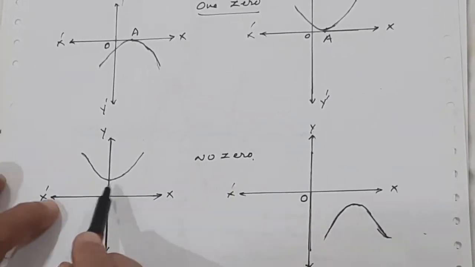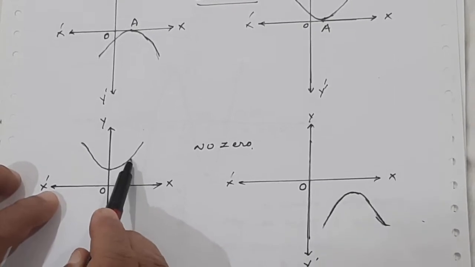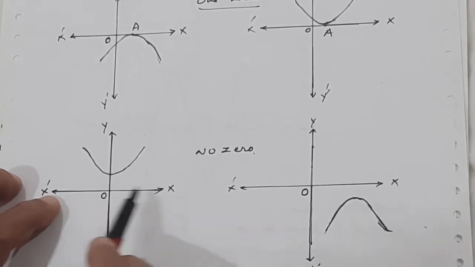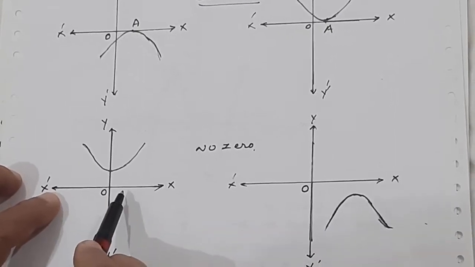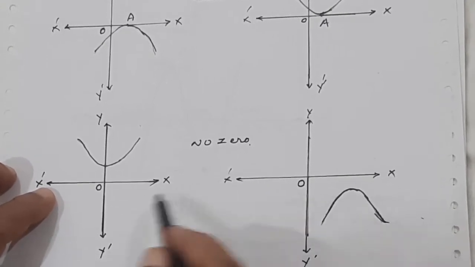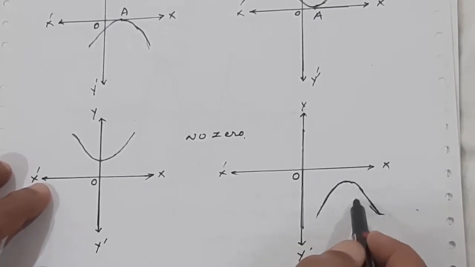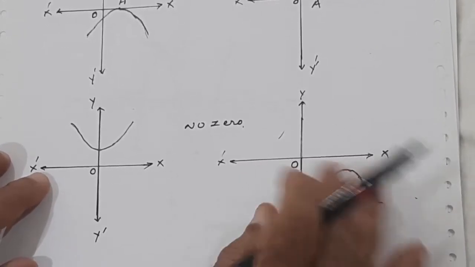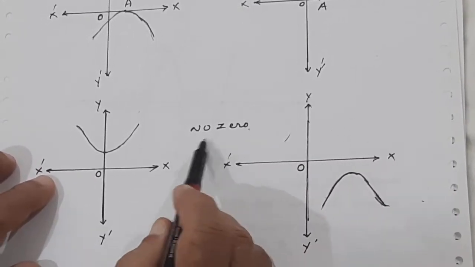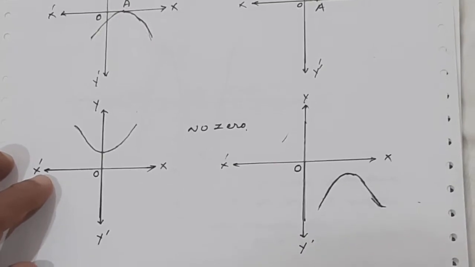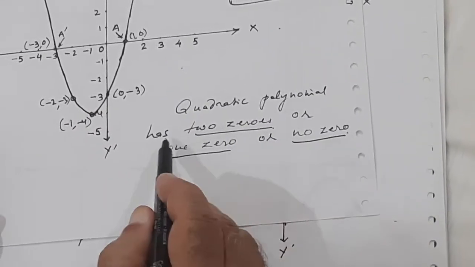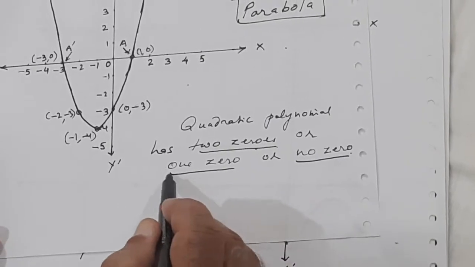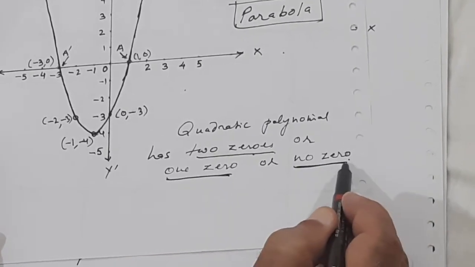And there may not be any zeros also, no zero. You see that this graph, this parabola, does not intersect the x-axis. Here also. So two situations can be there. This graph can be here also, it can be here also, it can be here also. Anywhere it can come. So no zeros. So hence we conclude that a quadratic polynomial has 2 zeros or 1 zero or no zero.